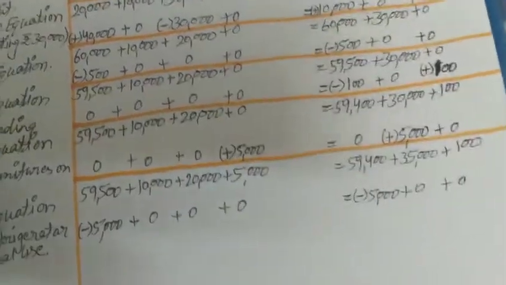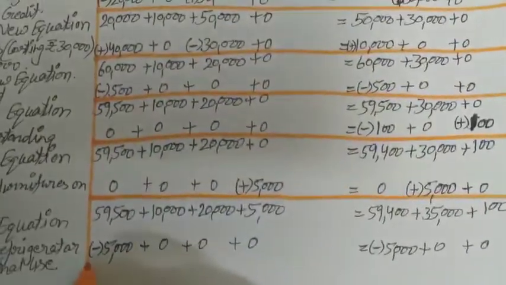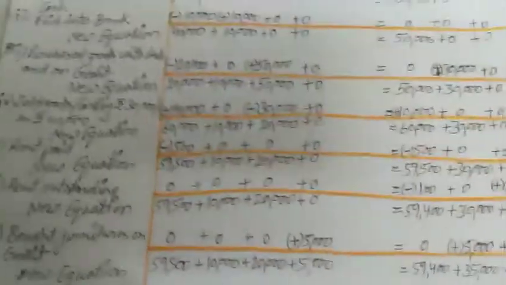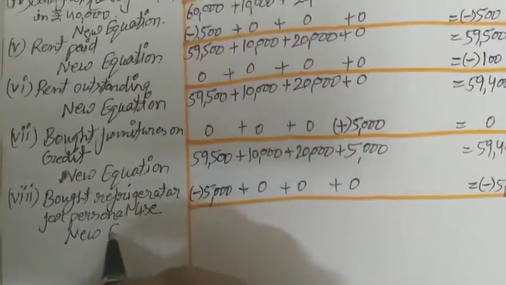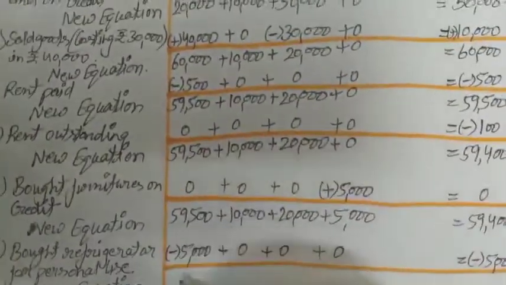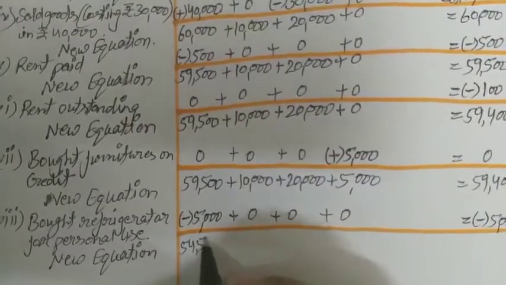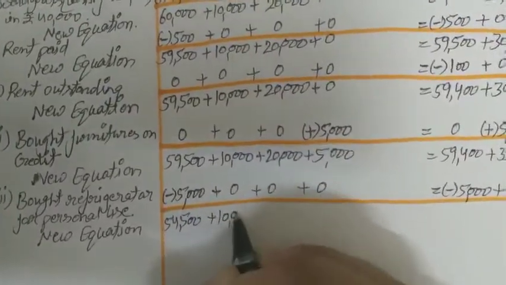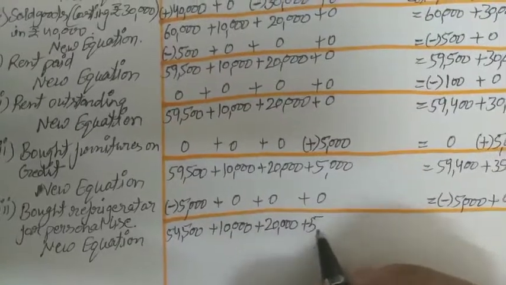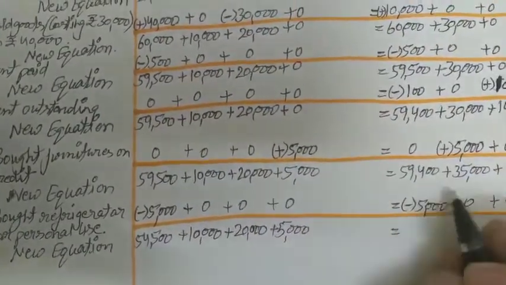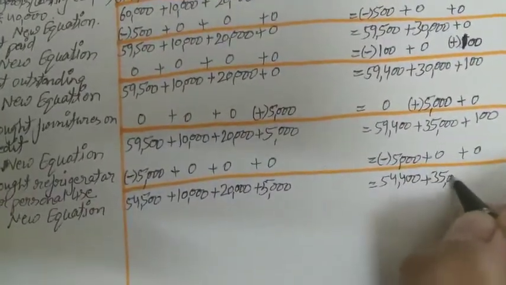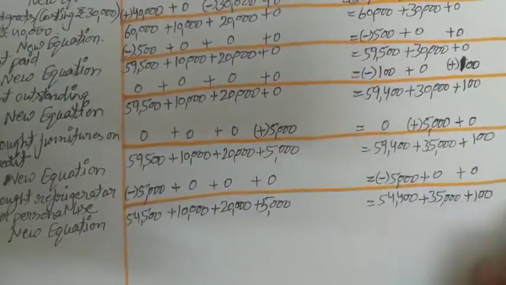So now again new equation. New equation. 5,000 subtract, 54,500 plus 10,000 plus 20,000 plus 5,000 is equal to 54,400 plus 35,000 and plus 100 rupees.